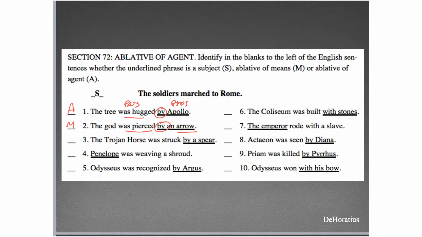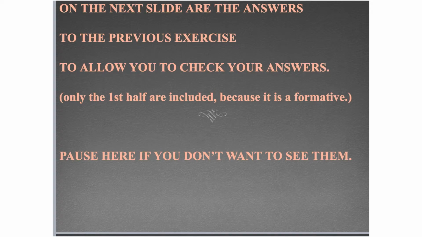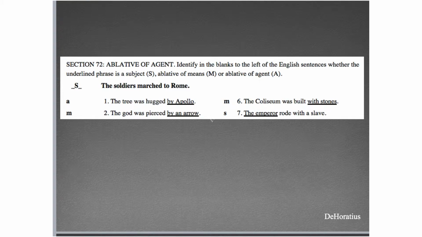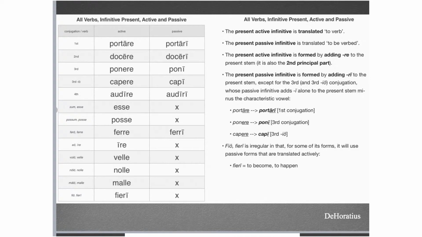All right, and then number 7, obviously it's to the left of the verb, and that verb "rode" is active, so that's just going to make it a subject. As we've been doing, you can do the rest, and then the next slide will be the answers. All right, there we go. I suppose I did some of those myself. Sorry about that.